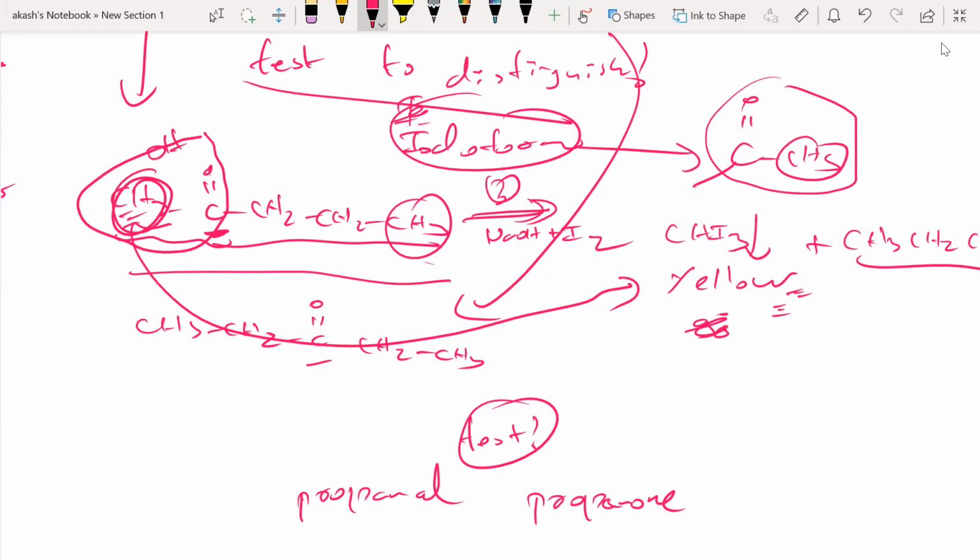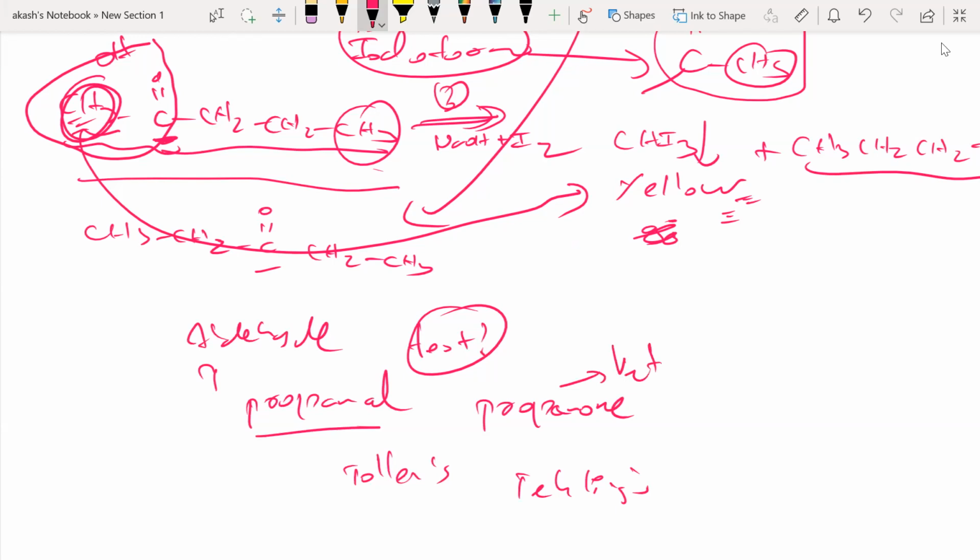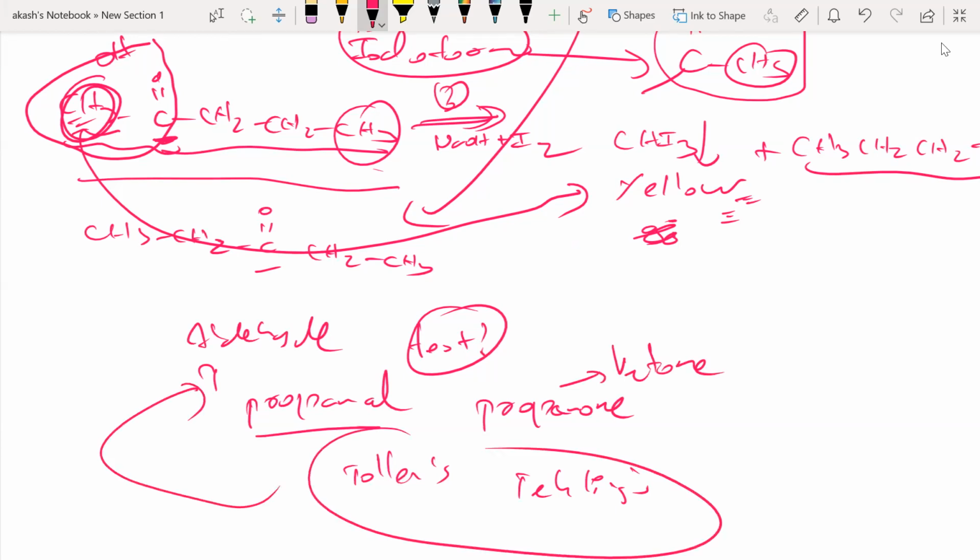Really? You told the difficult one and you're thinking so much for the easy one? Same test, iodoform. Okay, fine. Fehling's, yes, Fehling's is a good one. Tollens, Fehling's, all these things can be used, no? Because this is an aldehyde and this is a ketone. Tollens and Fehling's are given only by aldehydes. Ketones will not give this test.